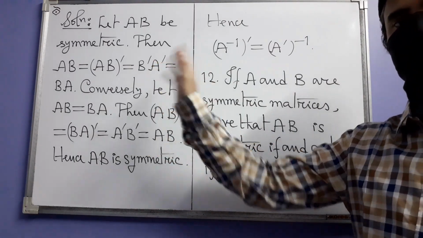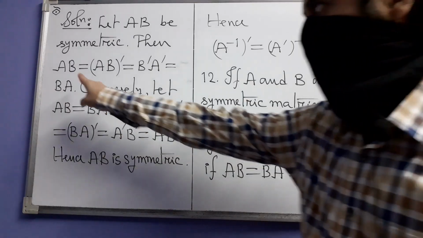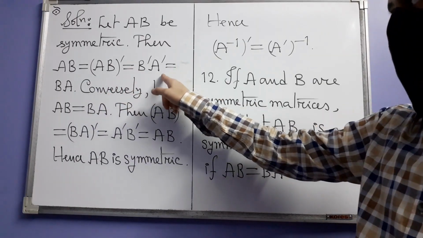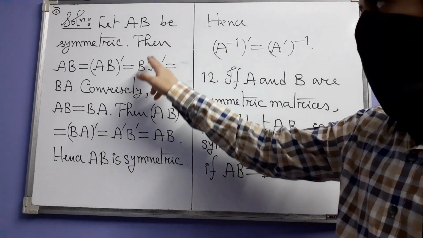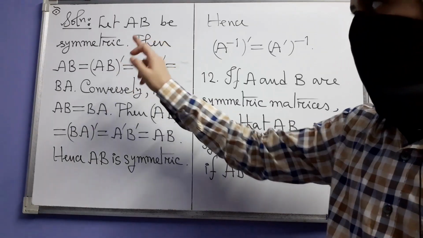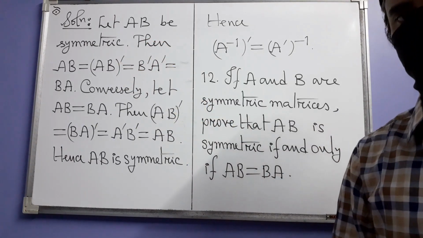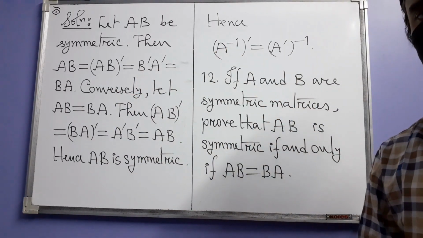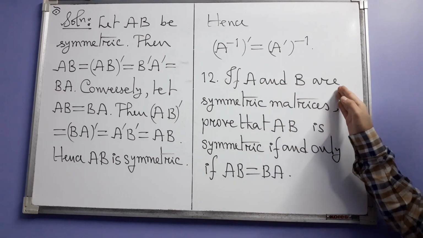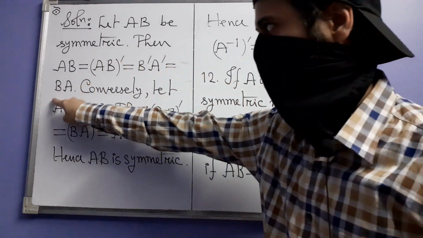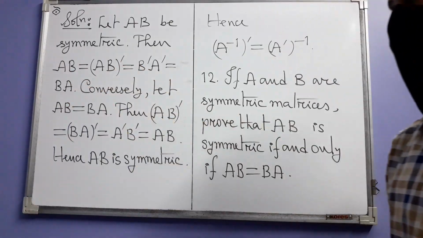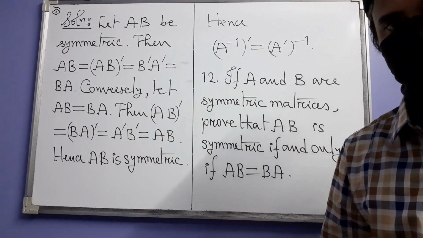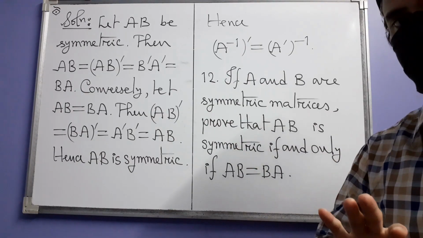Let us first assume that AB is symmetric. Then AB will be equal to its own transpose, AB transpose. But then you apply that property of transposes, that you can apply the transpose on each of the matrices in the product, only the order changes. So it becomes B prime A prime, but it's already given that A and B are symmetric. So B transpose is equal to B and A transpose is equal to A. So you have ended up proving that AB is equal to BA, that is A and B commute with each other. So that is one half of the claim.